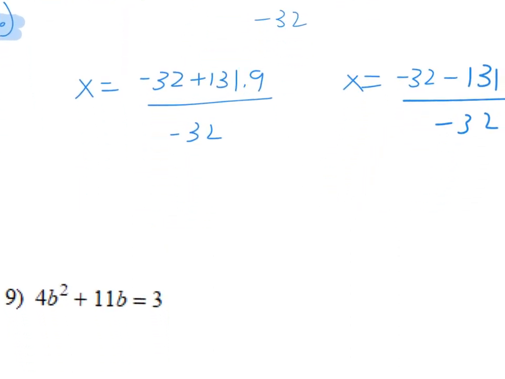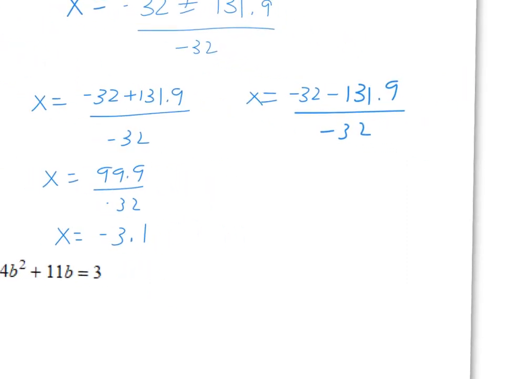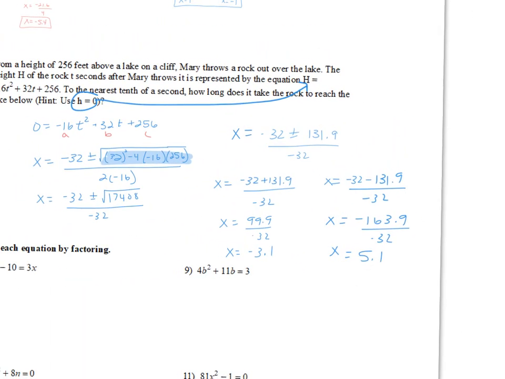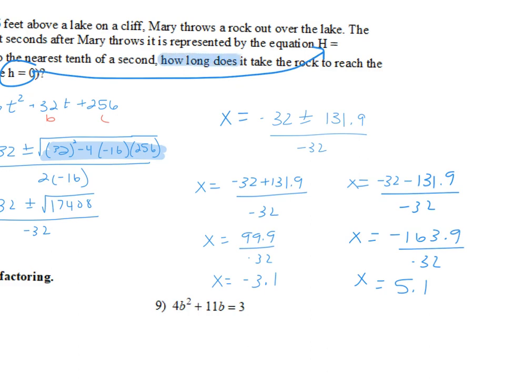Okay, all right, so negative 32 plus 131.9, I end up with 99.9. Now I'm going to divide that by negative 32, and I'm going to end up with negative 3.1. On the second one here, I've got negative 32 minus 131.9, so I end up with negative 163.9. I'm going to divide by my negative 32, and I end up with x equals 5.1 when it's rounded. Now, since the question is how long, that's what this question is. How long does it take?